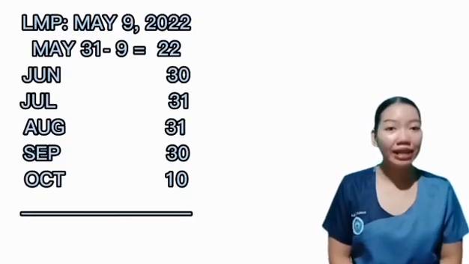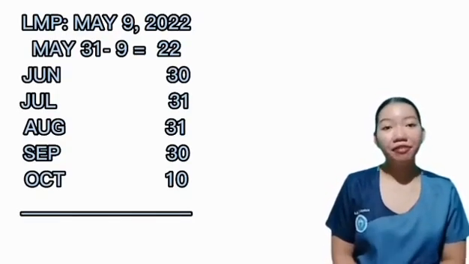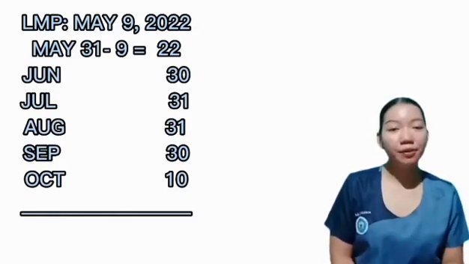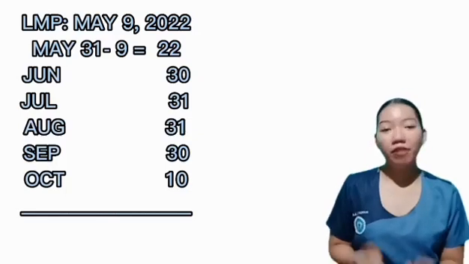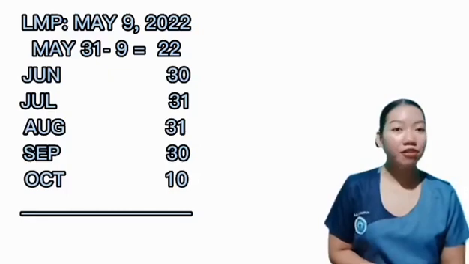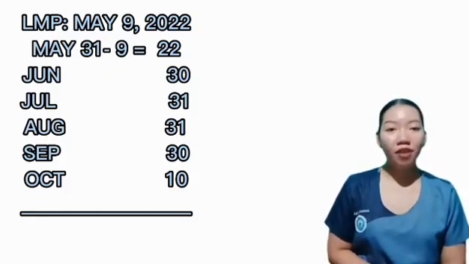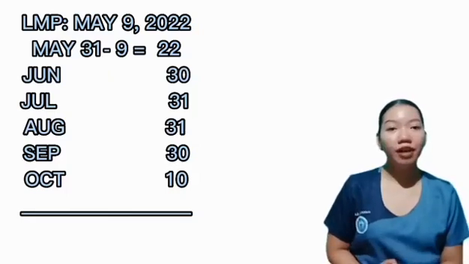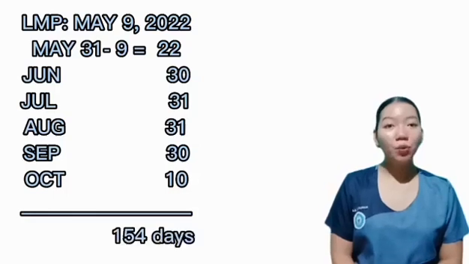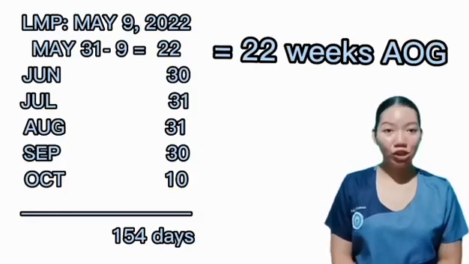So, the client's last menstrual period is on May 9, 2022. So, we have 31 days for the month of May, minus 9 days, so that will be 22 days. For the month of June, we have 30 days. For the month of July, we have 31 days. For the month of August, we have 31 days also. For the month of September, we have 30 days, and today is October 10. All in all, that will be 154 days or 22 weeks age of gestation.